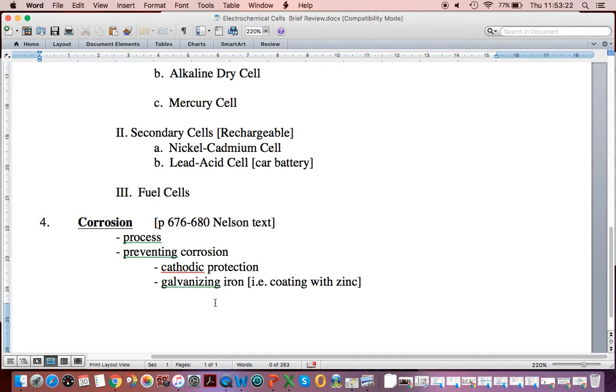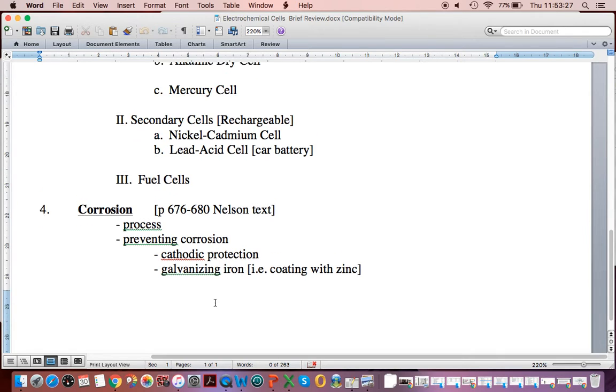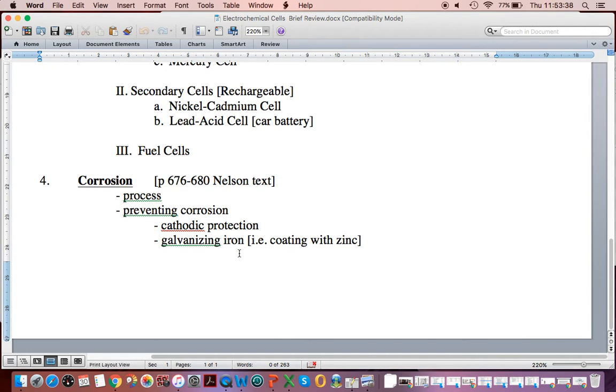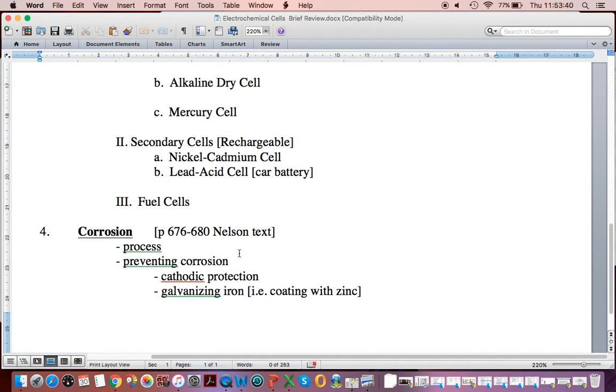We can also galvanize iron, and that means coat it completely in molten zinc and let it harden, and therefore zinc creates a physical barrier blocking things like oxygen and water, but also a chemical barrier because the zinc is going to behave like an anode.